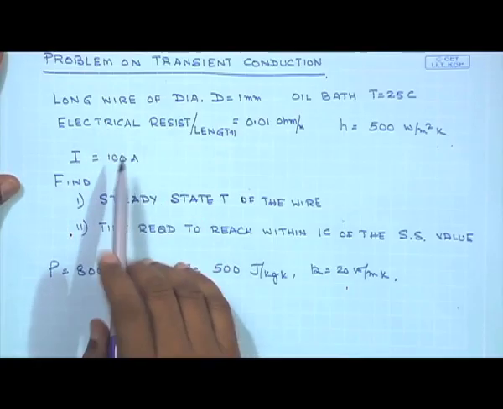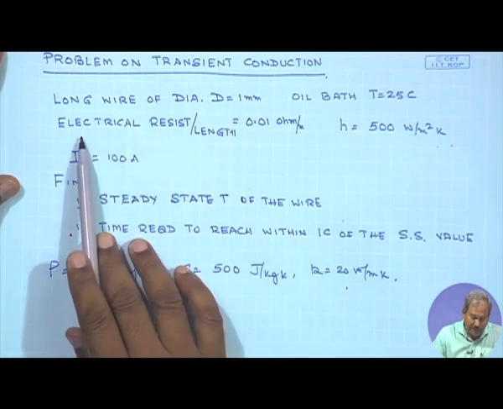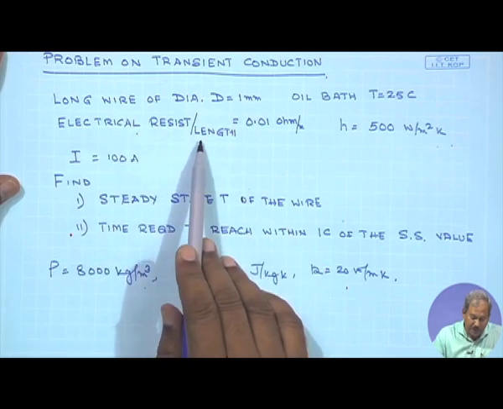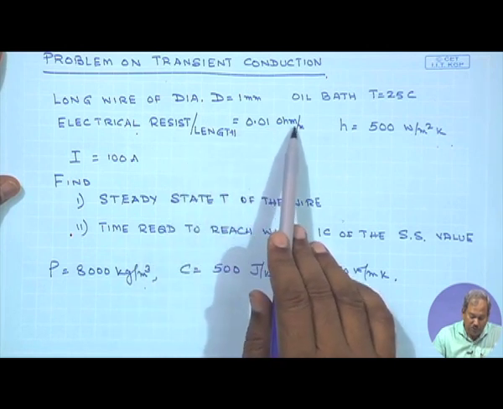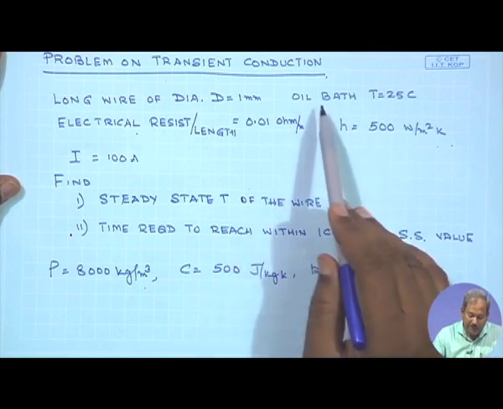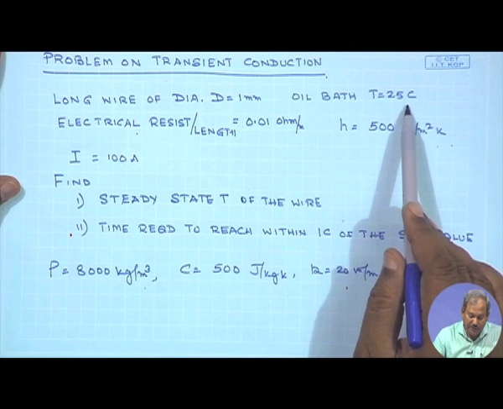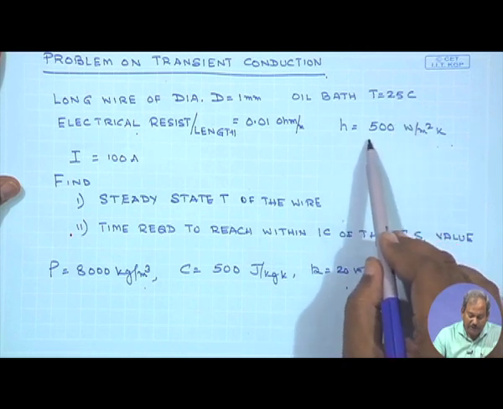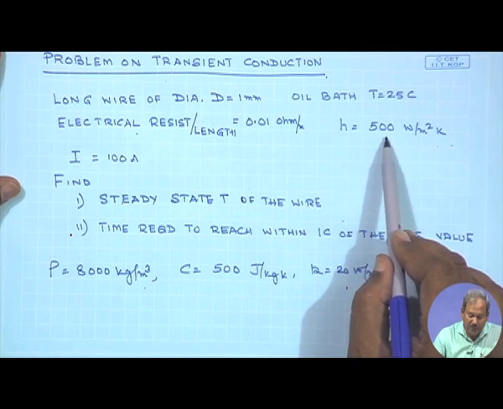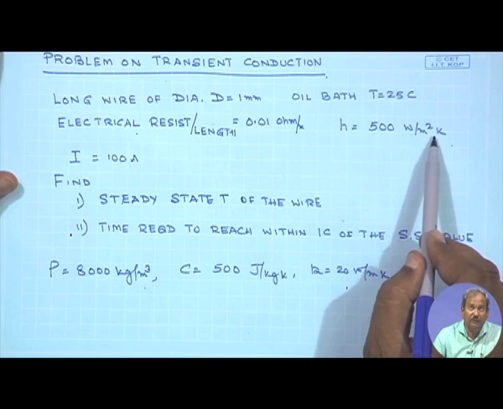So, I have written down the problem in this way. We have a long wire of diameter 1 millimeter. The electrical resistance per unit length of this wire is 0.01 ohm per meter. It's submerged in an oil bath whose temperature is 25 degrees centigrade, and the entire process is governed by a convective heat transfer coefficient of 500 watt per meter square Kelvin.